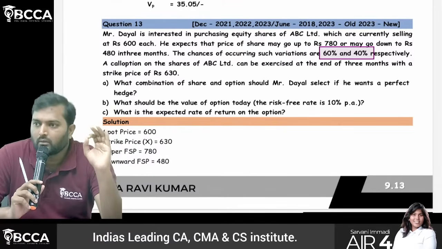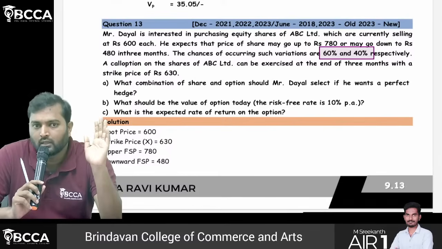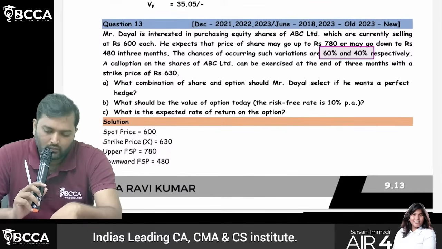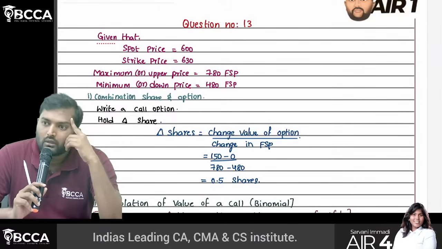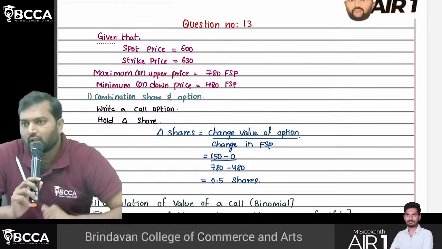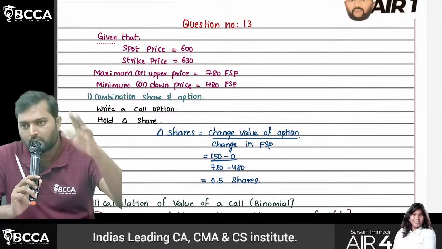So the binomial model is simple. First, in the binomial model, we should assume a risk-free portfolio. What is the risk-free portfolio? Write a call option, because we have to find out the value of a call option. Write a call option means sell a call option.